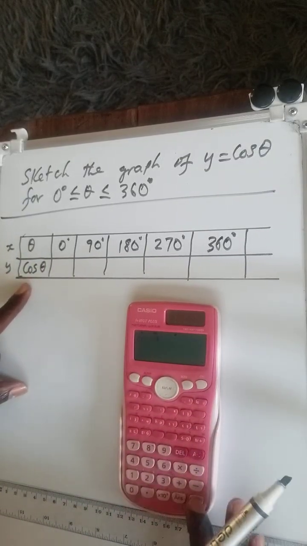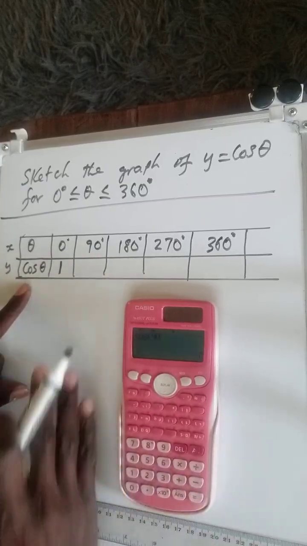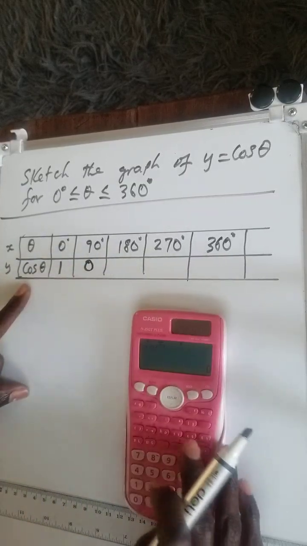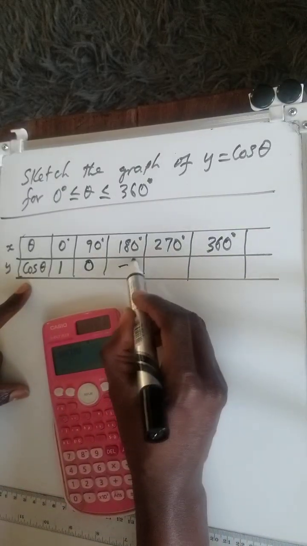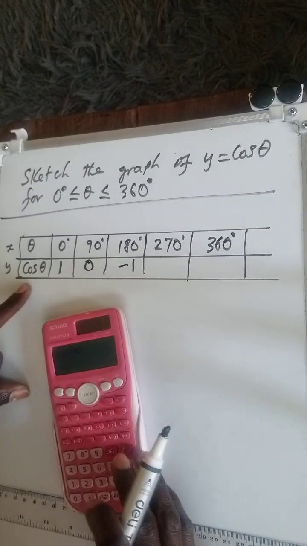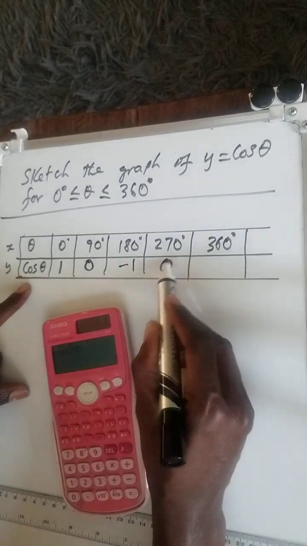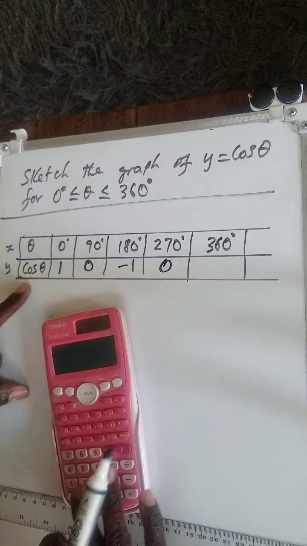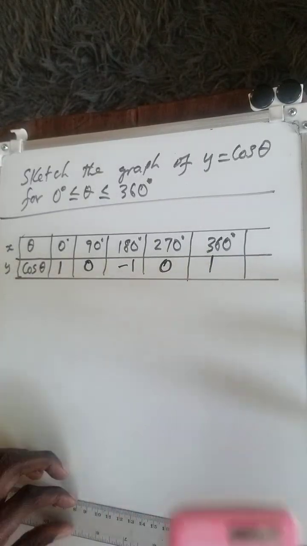So cos 0, that will give you 1, and cos 90, that is going to give you a 0. Then cos 180, that will give you a -1. Then again cos 270, that is going to give you a 0. Then cos 360, that will give you a 1. So that is what you do.